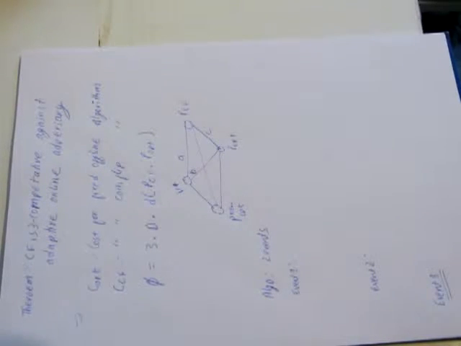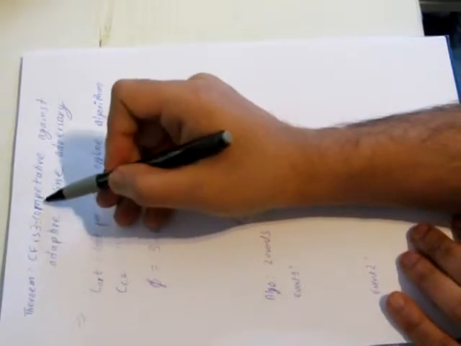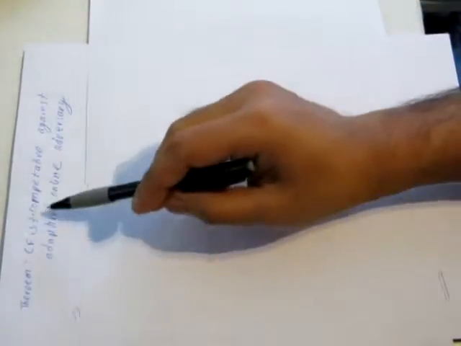Hello, I want to discuss this coin flip algorithm. The theorem is that the coin flip algorithm is 3-competitive against some adaptive online adversary. So this is the theorem and we want to prove it. The coin flip algorithm is 3-competitive against the adaptive online adversary algorithm.